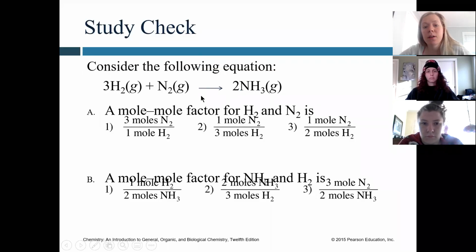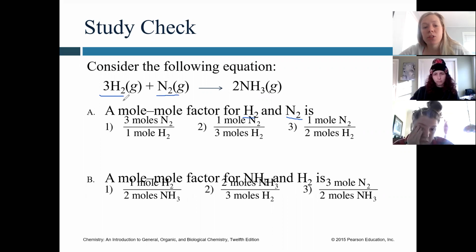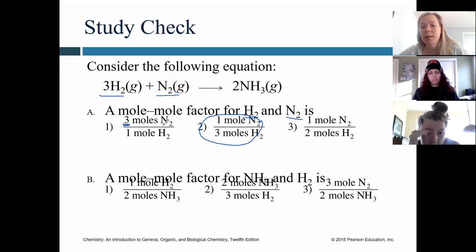So here it says, consider the following equation. What's the mole to mole ratio of H2 and N2? If we want to compare H2 and N2, here's H2 and here's N2. The relationship is going to be 3 H2s for every 1 N2. The only one that applies there is this second one here. This first one looks like it may be correct, but it's not quite. Do you see what the 3 is sitting with? The 3 is sitting with the N. You don't want to flip coefficients. Always pair the coefficient with the compound you're talking about. So this one doesn't work, and this one has a 2 in it. We don't have a 2 anywhere.